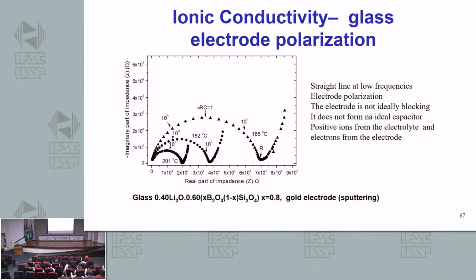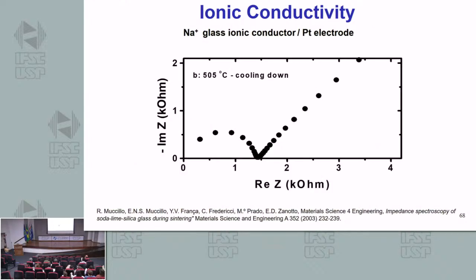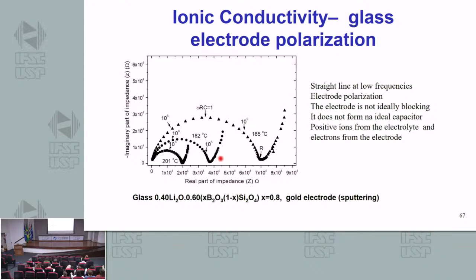So, let's talk now about this part here. I don't know if someone here is working with ceramics or maybe glass ceramics. In glass ceramics, we can find a semicircle due to grain and grain boundary, okay? But this is a simple glass, and I will find this electrode phenomenon, which will always be there. This is the signature of an ionic conductivity. This is the signature of an ionic glass, okay?